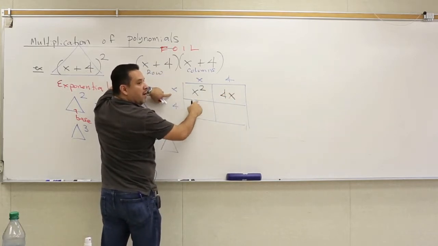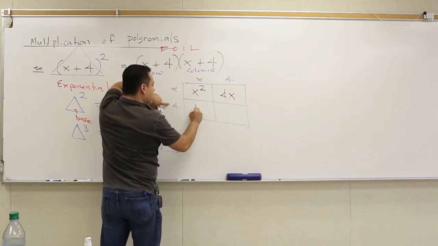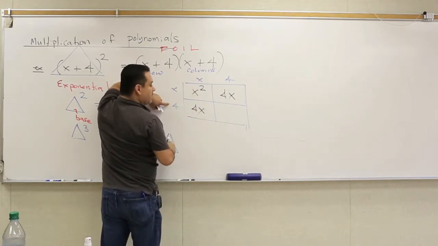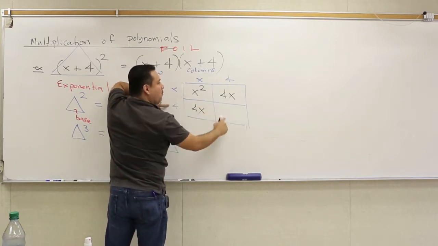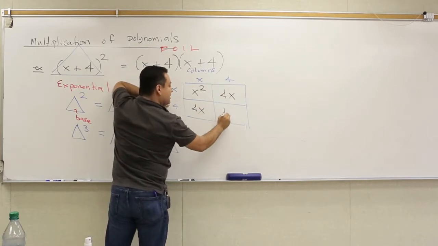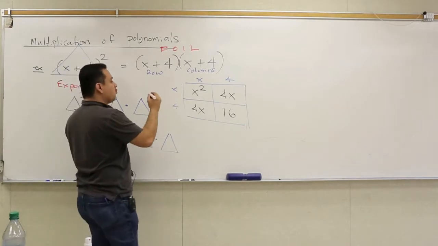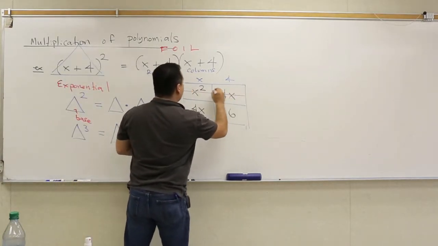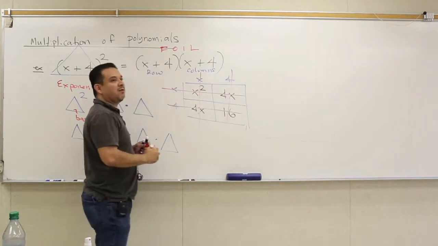This entry is my second row, first column. What's 4 times x? Is that 4x? And how do you get this last entry? Isn't that 4 times 4? Isn't that the second row, second column? So that's 16. If you don't want to do that, you can still just draw your what? Draw your lines. So it tells you what to multiply to get those answers.